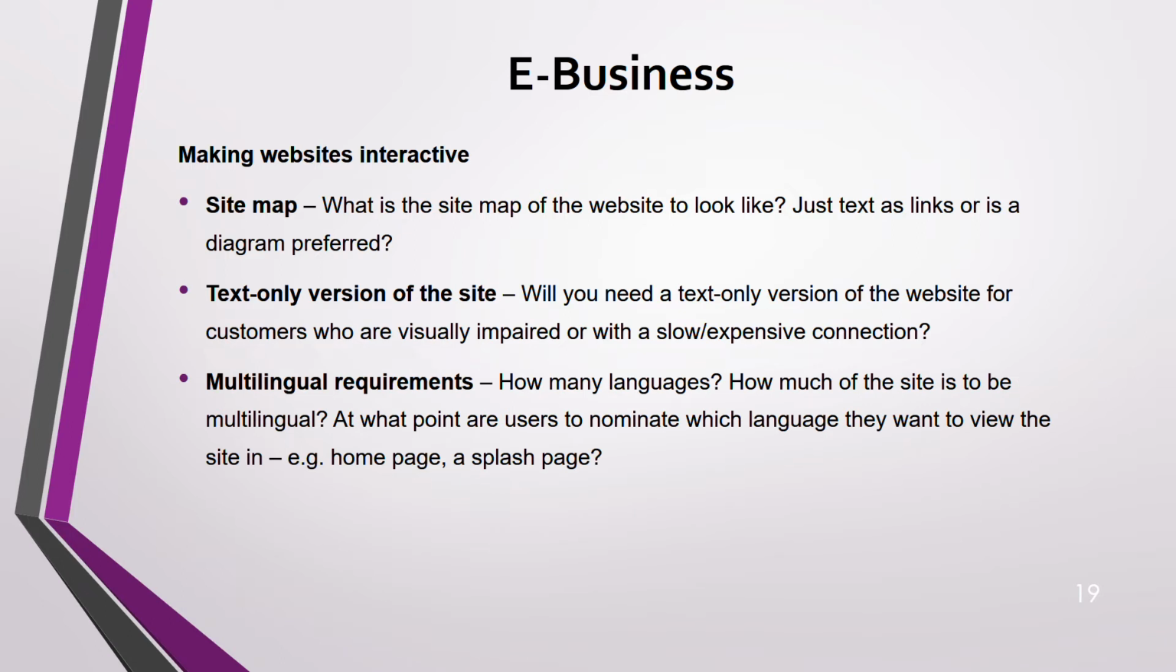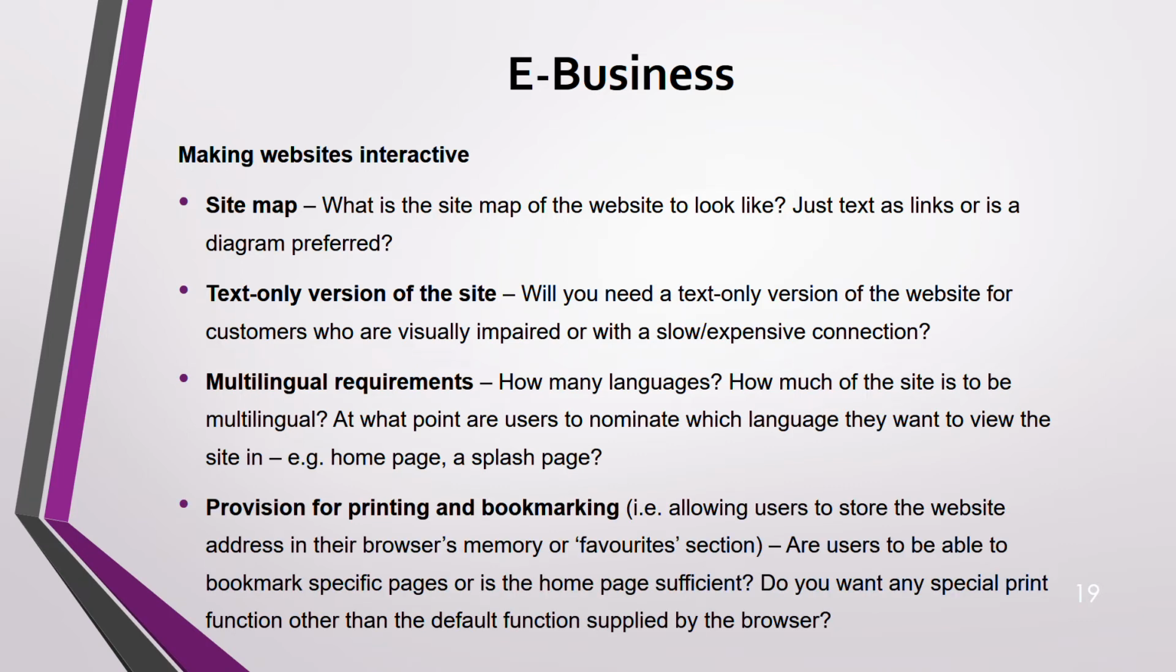Multilingual requirements. If it is there, then how many languages will it be presented in? Then provision for printing and bookmarking. It allows users to store the website address in their browser's memory or favorites section. So are users able to bookmark specific pages? Is the home page sufficient? All these questions need to be answered by you, and you have to take care of this before you design the website.